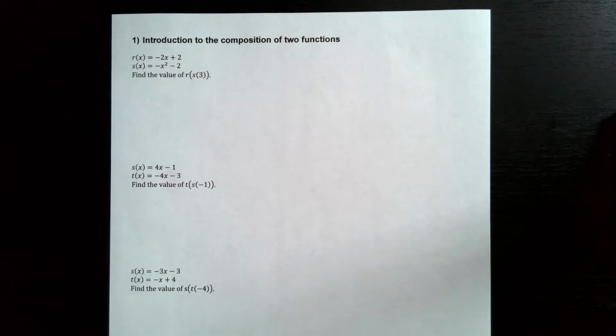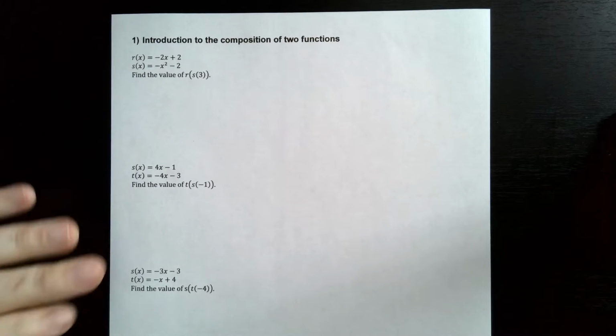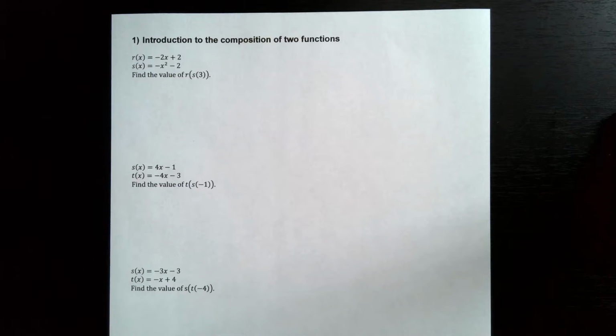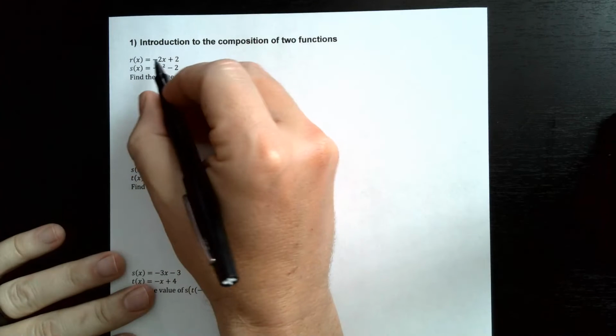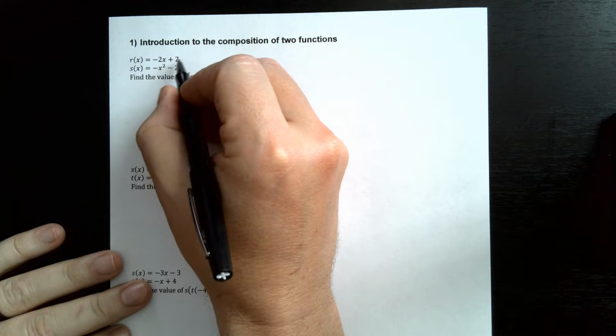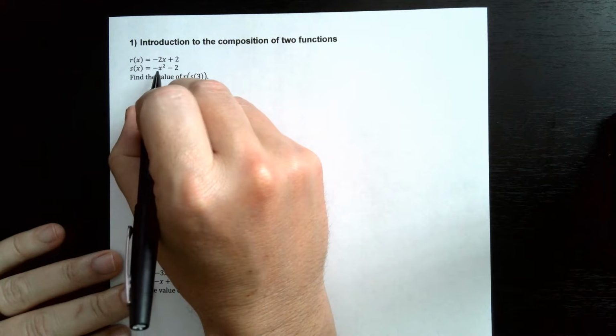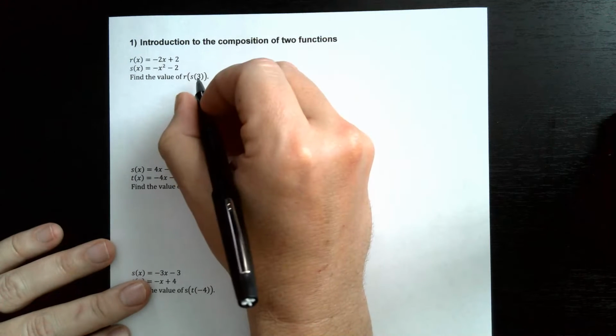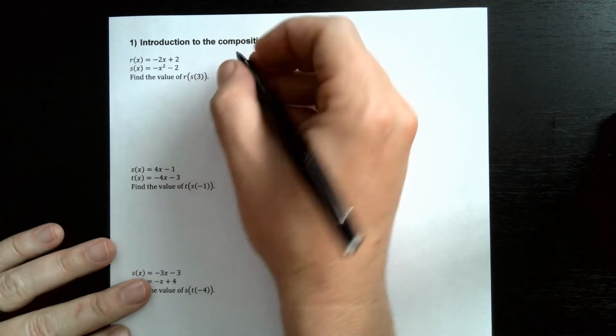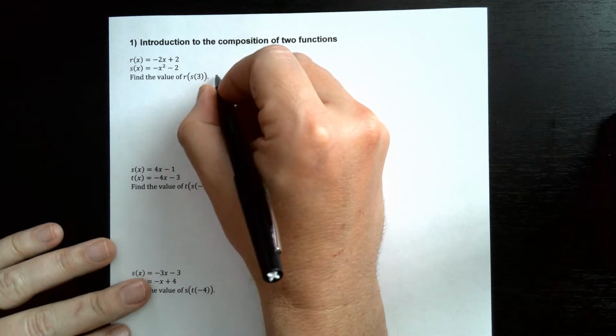In this video, we're going to cover the introduction to the composition of two functions. We're given the function r of x is equal to negative 2x plus 2, and s of x is equal to negative x squared minus 2, and we're asked to find r of s of 3. Now, keep in mind, this could be written in a different form.